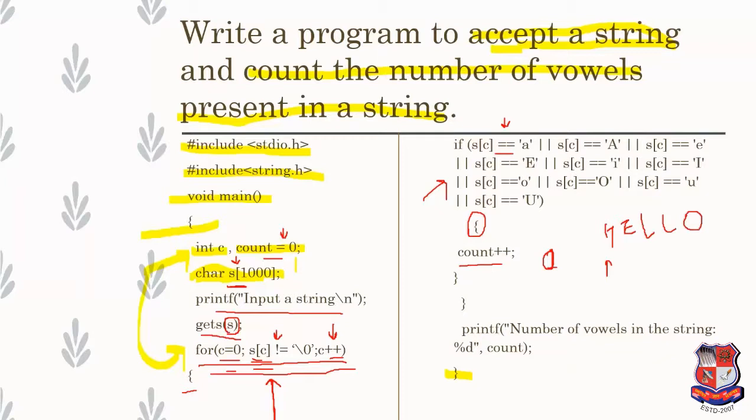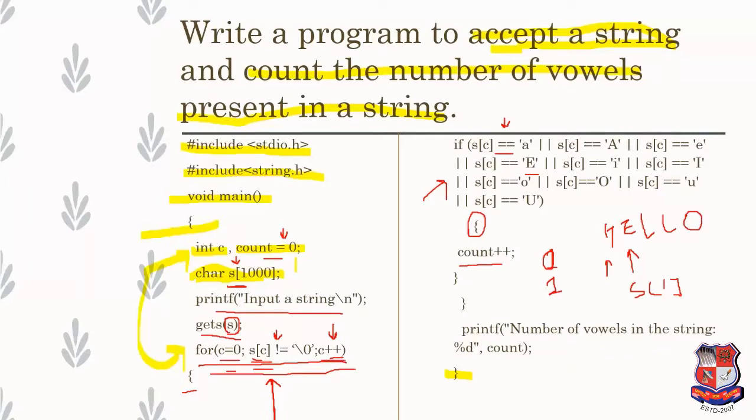So now it checks for s of 1. It started with s of 0, now it turns to s of 1, which is my letter E. At s of 1, it will check for any letter among these. Yes, you can identify this E. So the count variable gets incremented. As it was 0, now the count variable is 1.